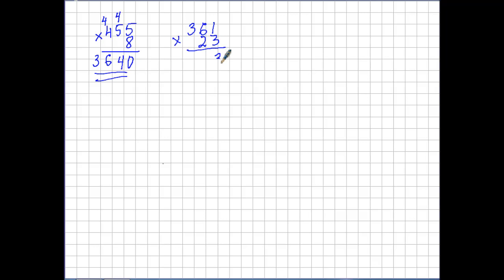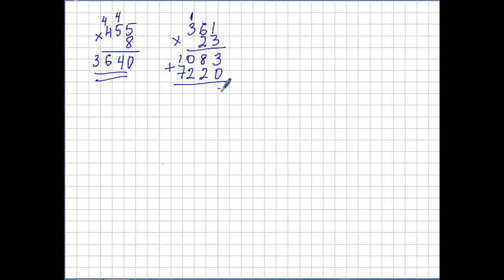1 times 3 is 3. 6 times 3 is 18. I write 8 here and I take 1 there. 3 times 3 is 9 plus 1 is 10. Now multiplying by 20. When I multiply by 20, I first multiply by 10 and then by 2. 2 times 1 is 2. 2 times 6 is 12. So I write 2 here and 1 there. Let's leave that one from the previous. It's good for us. 3 times 2 is 6. Plus 1 is 7.